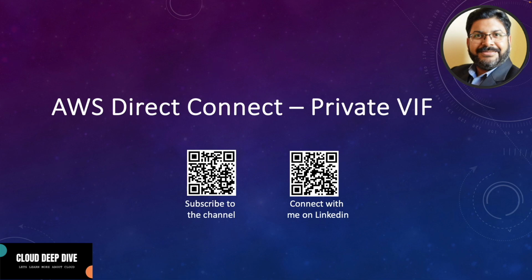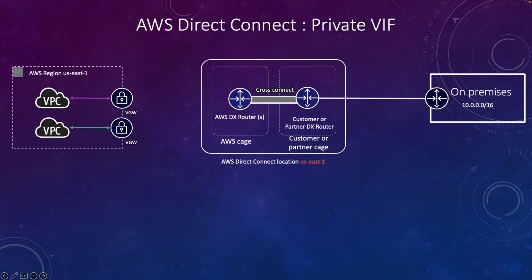In today's video, we will talk about private virtual interface. So when you create an AWS Direct Connect connection, it provides you end-to-end connectivity between AWS and your data center via this Direct Connect connection. But to access the resources within AWS, you need to create either a private virtual interface, or a transit virtual interface, or a public virtual interface. And we talked about all these three briefly in our previous video as well.